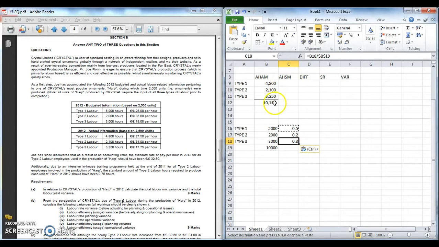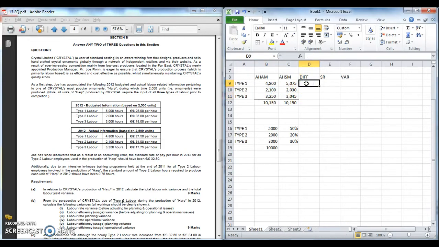So now you take the actual hours, which is 10,150, and you use the standard mix, i.e. this ratio here. So it's 10,150 times 0.5, 10,150 times 0.2, and 10,150 times 0.3. So you'll note the actual hours don't change. The only thing you're changing here is the mix. You expected this mix 5:2:3. You actually got this mix. So now we're comparing the difference.